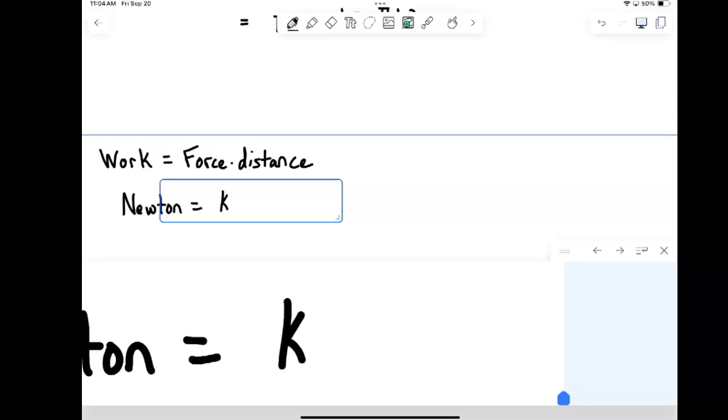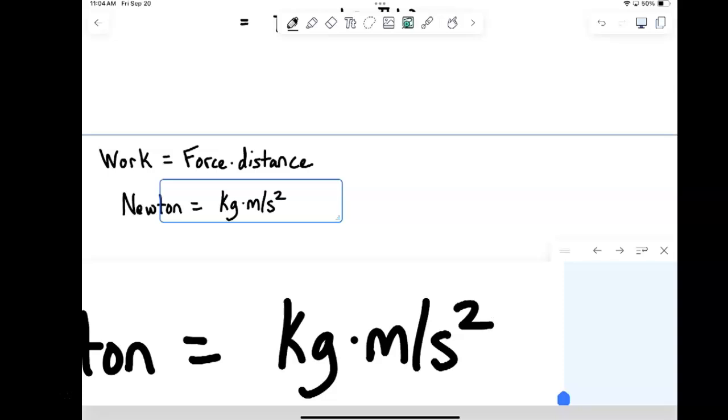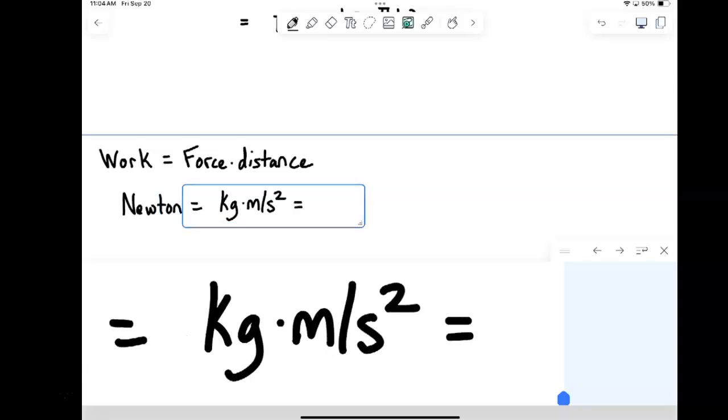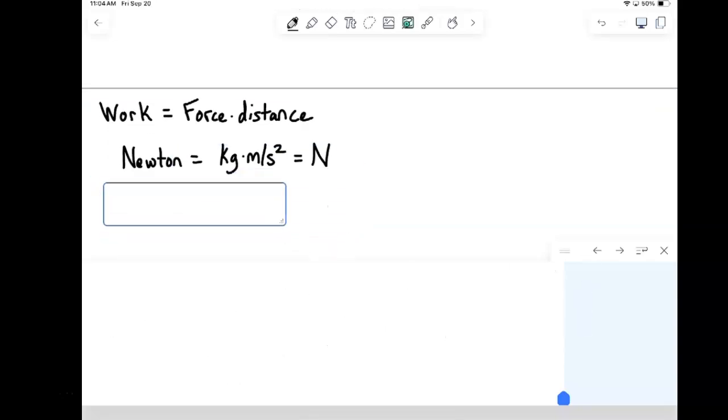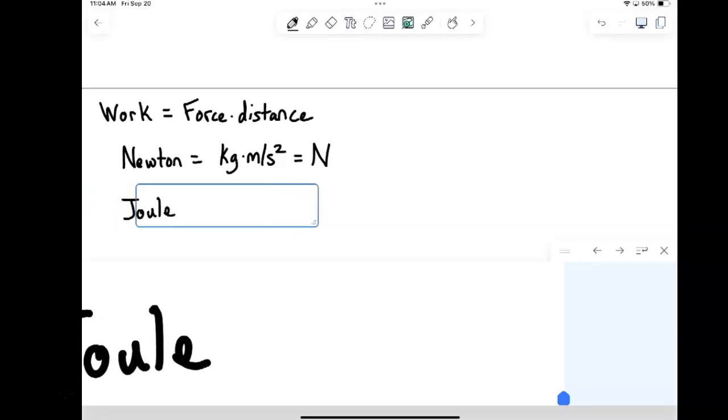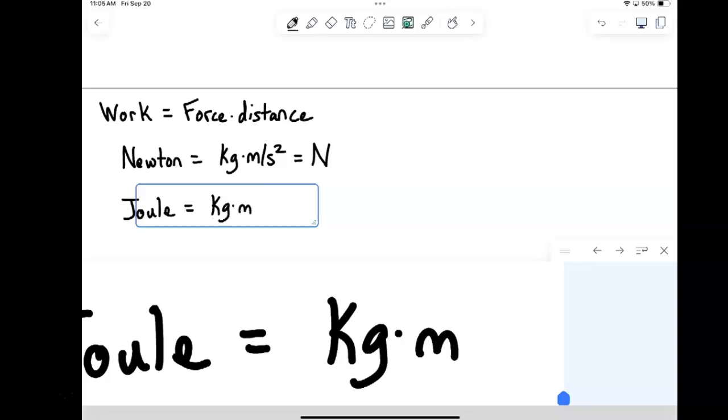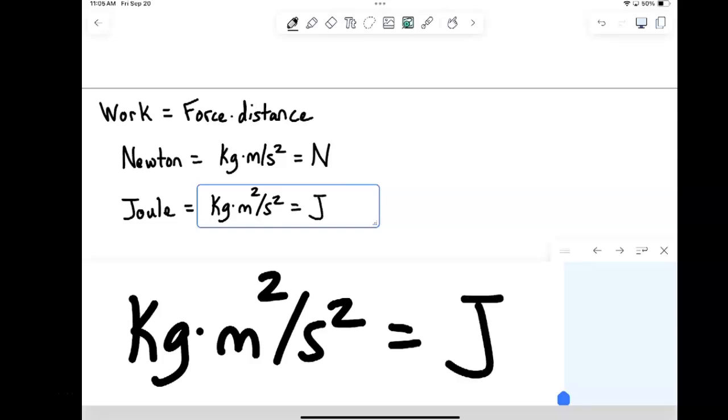which is a kilogram meter per second squared, or a capital N for Newton. And then a joule is just taking that and multiplying it by the distance you've gone. So the unit of work is the joule, which is a kilogram meter squared per second squared, or just a capital J. Those are your metric units.